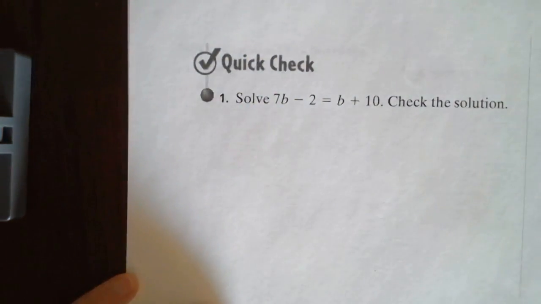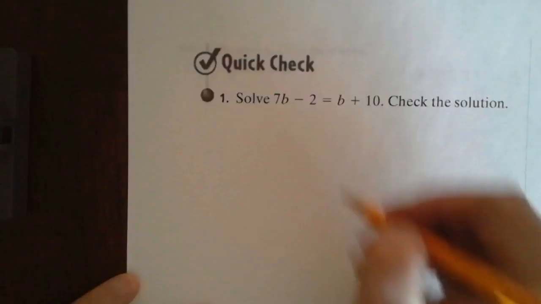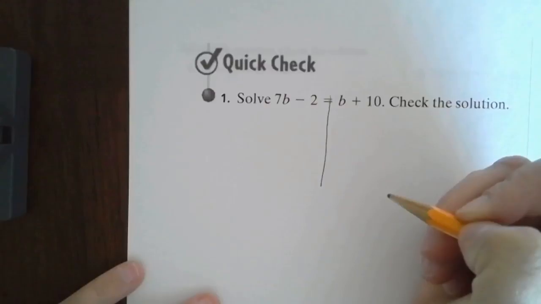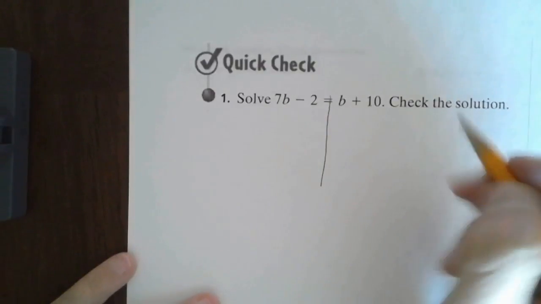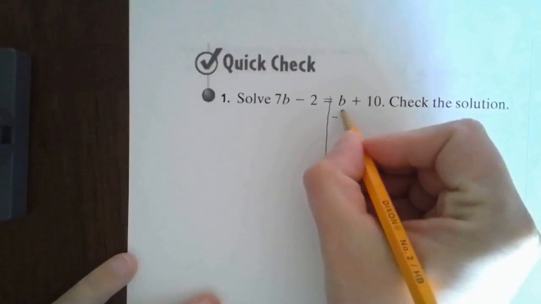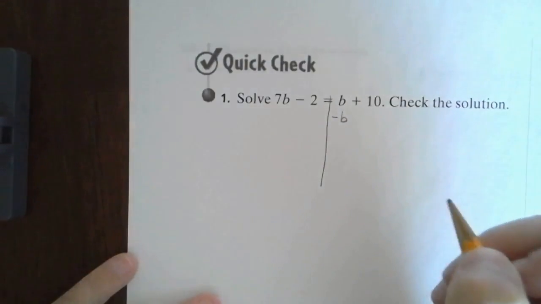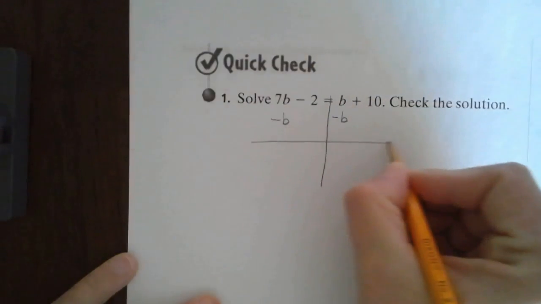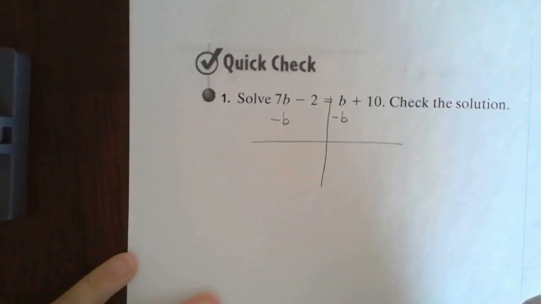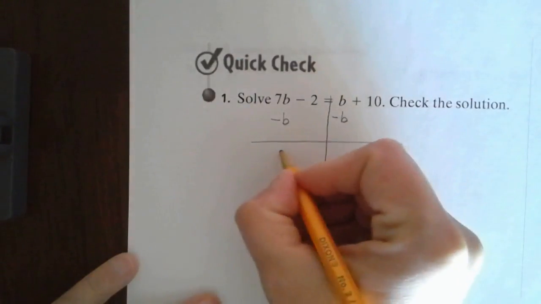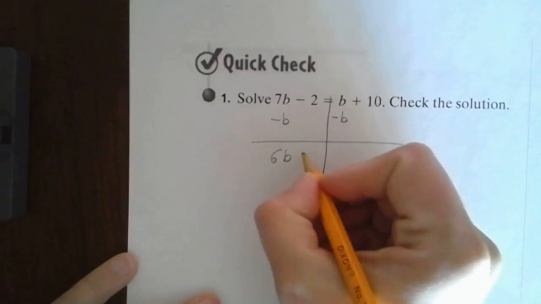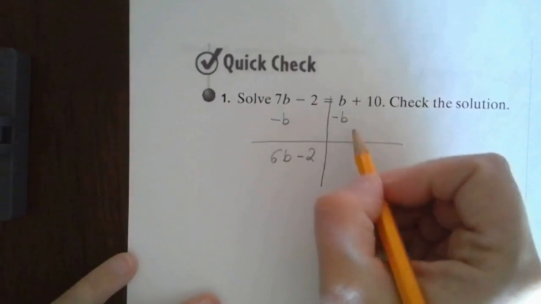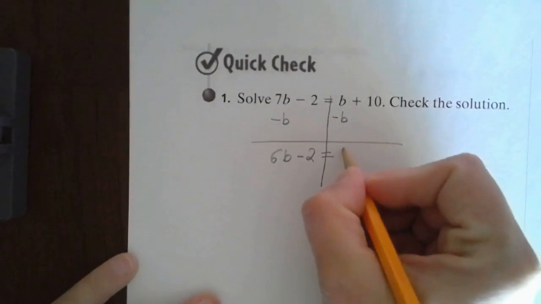I'll go ahead and separate my left side and right side. I want to have the variable on one side of the equation. Right now I have it on both. So I'm going to subtract b from my right side. Whatever I do to one side, I will do to the other side. Now, what am I left with? 7b minus b, that's 6b. I can't do anything with -2, so I'm going to rewrite it. Careful with signs. My b's cancel on the right side, and I have 10 left.